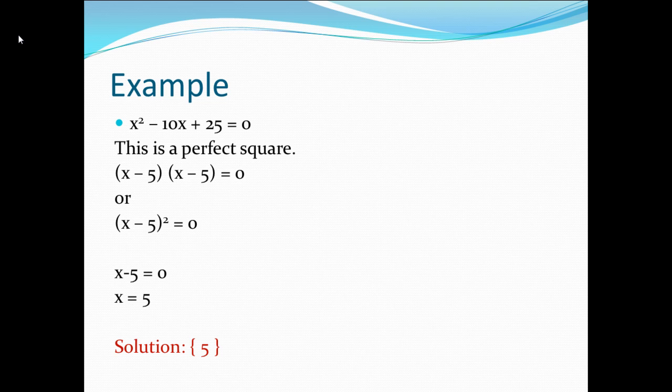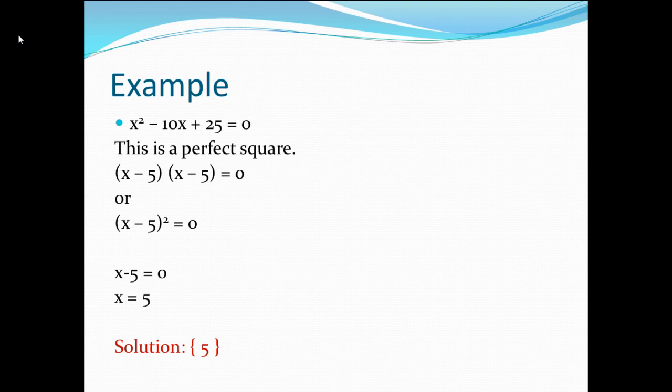To find that binomial, look at the factor that gave you the 25, and in this case it was a 5. Then look at the sign in front of the 10. It's a negative. That tells us that the sign within both of our binomials will be negative. So the two binomials that we have are x minus 5 times x minus 5 equal to 0, or x minus 5 quantity squared equal to 0.